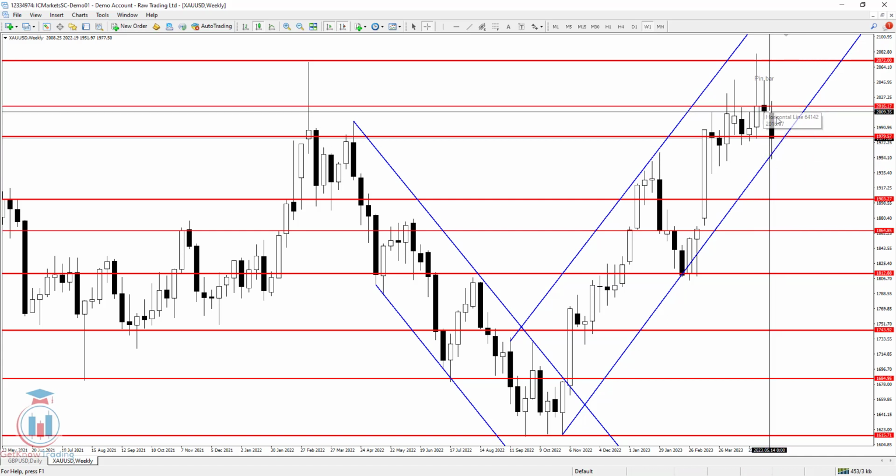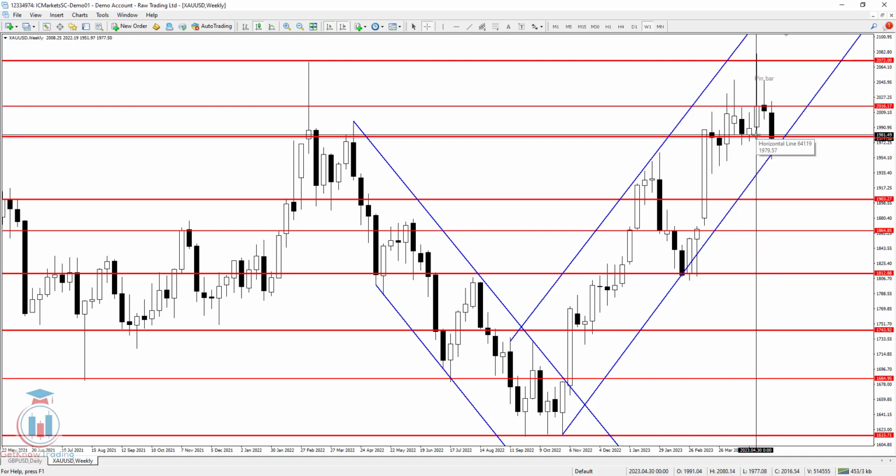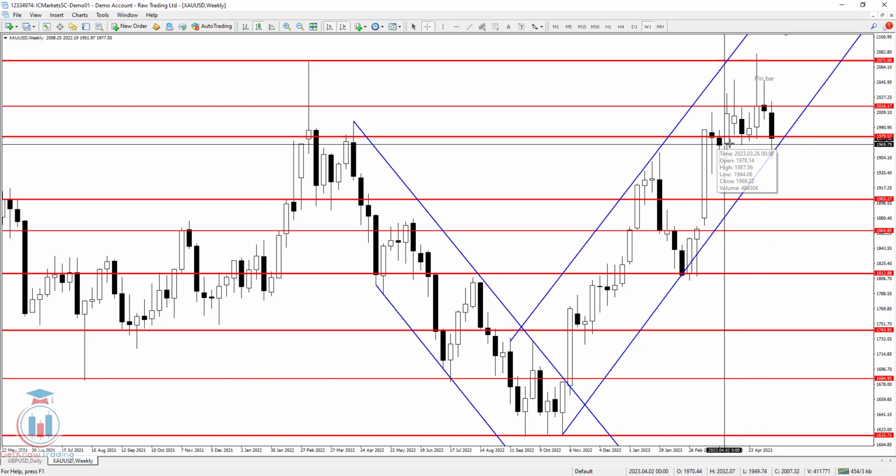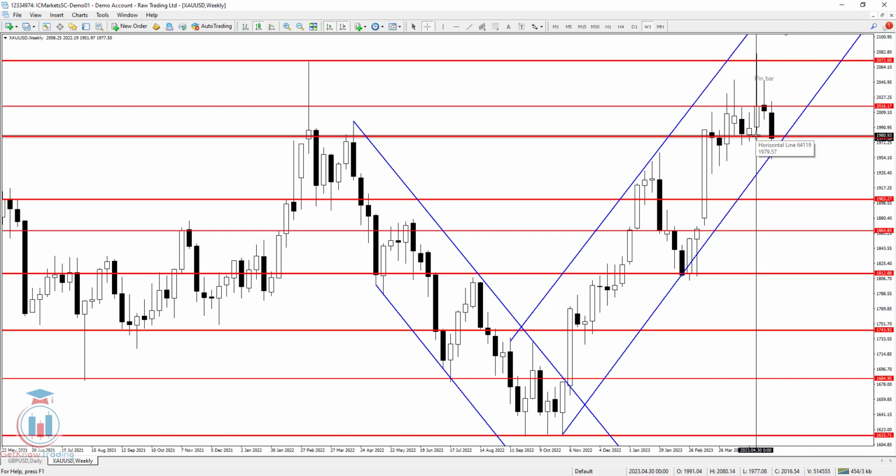We can see also that the price had problems in the past going below this 1981, and the next one was very critical at 1969. So the price is still holding above this one, but it has gone below that, which is a very bad signal for the bulls in the coming weeks.